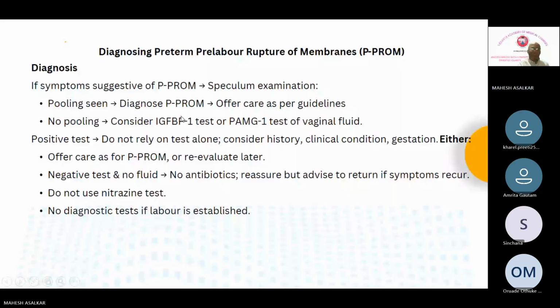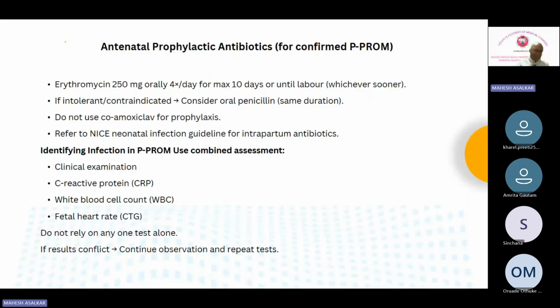Okay. Then antenatal prophylactic antibiotics for confirmed PPROM. The antibiotic of choice is erythromycin 250 mg 4 times a day for a maximum of 10 days or until labor. If it is intolerant or contraindicated, consider oral penicillin. Do not use co-amoxiclav for prophylaxis.